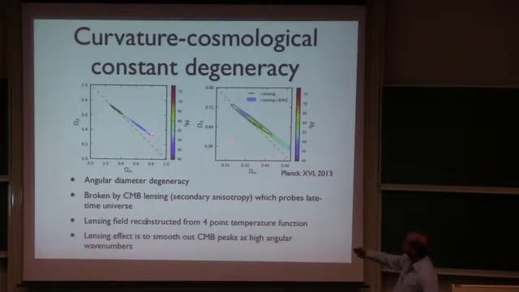Right? And so this is the degeneracy, and you can see that when you add lensing, it shrinks. There's a zoom in of that here. This is just the angular diameter degeneracy. You can't measure both lambda and matter, or lambda and curvature, together just from the primary CMB. But if you go to high L, there's more information from lensing, smoothing off the CMB peaks, that shrinks this a little.